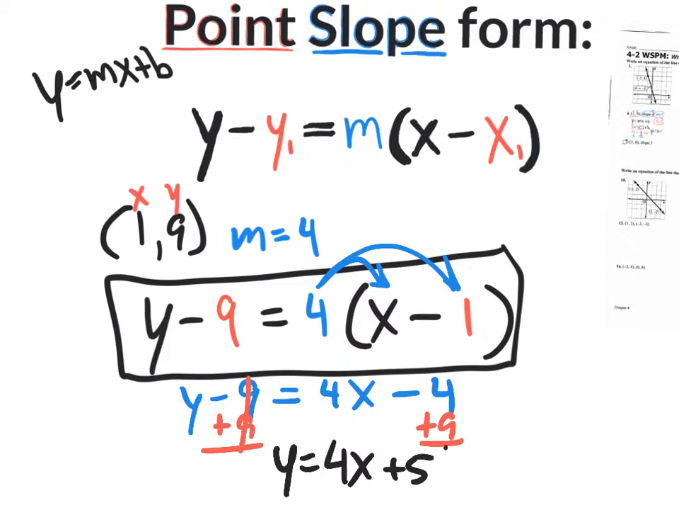You see how easy that was? They gave me a point and a slope. I plugged in my point right here, plugged in my slope right there, and then I changed the way it looked to get the y by itself. Notice that it's the same exact.